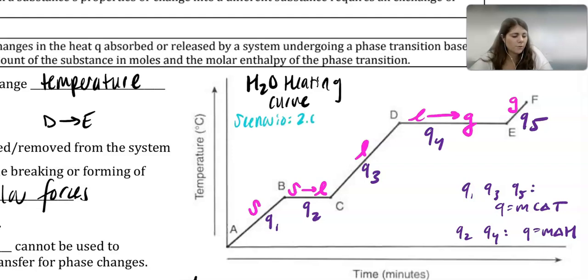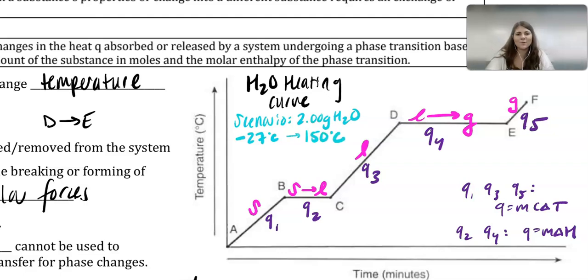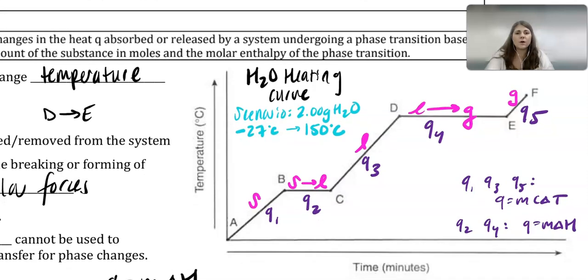So let's say we're working with 2 grams of water, and it's going from negative 27 degrees Celsius to 150 degrees Celsius, okay? So looking at this curve, a lot of students don't realize that you have to do every single portion of the curve. If this is my initial, negative 27, and my final is all the way up here, 150, you have to take into consideration the phase changes. Knowing that water melts and freezes at zero and that it boils and condenses at 100 is very, very important. So here, zero, and then here's 100. Taking this into consideration when we're going through all of this is very important.